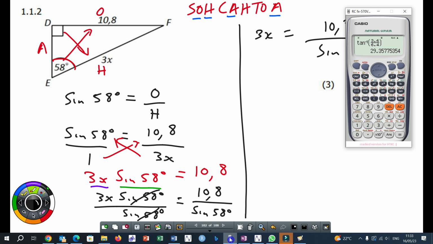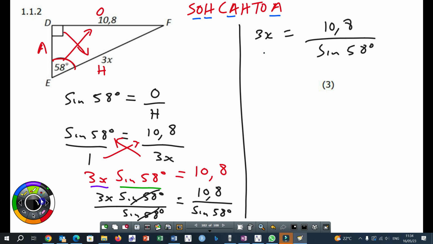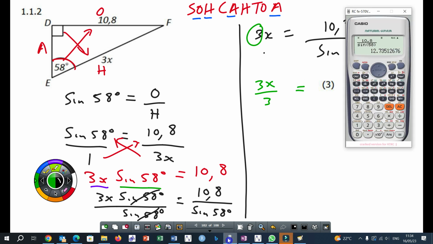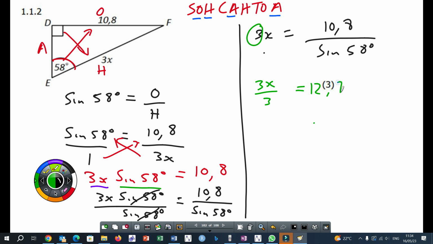Okay? So we'll have 10,8 divided by sine 58. Okay, so you'll get that. That answer is in degrees. Since we have this 3 here, right? We have this 3. It means whatever answer we get on the right hand side, we divide it by what? By 3. So it means we have 3x over 3 is equal to whichever I got in there, that's 12,735 dot dot. Don't clear your calculator.